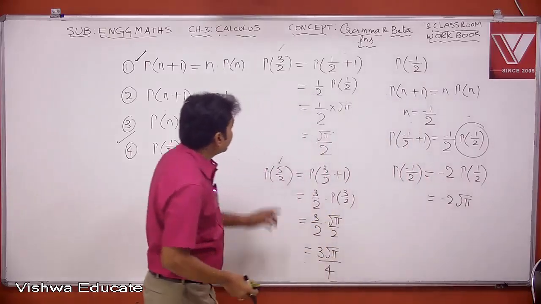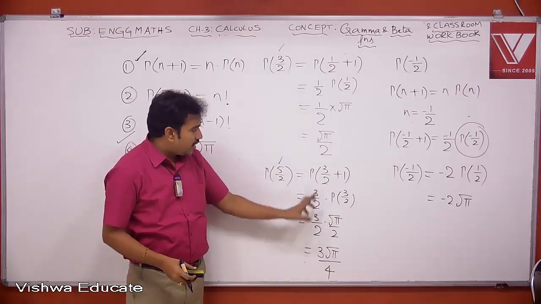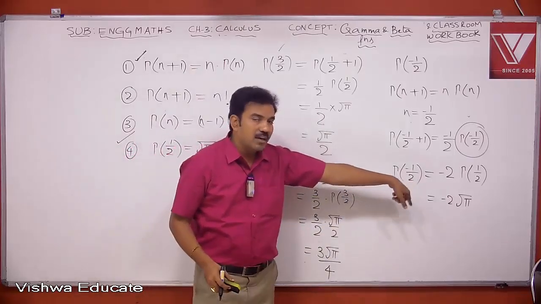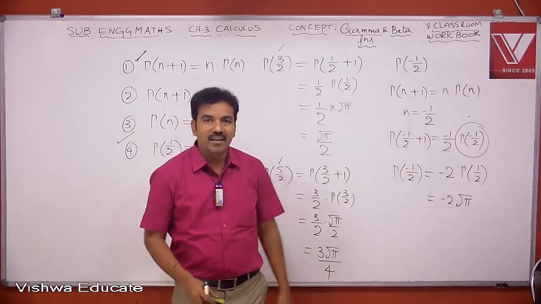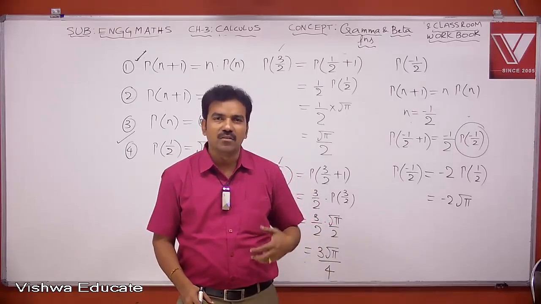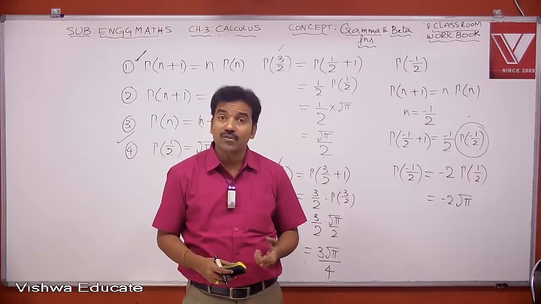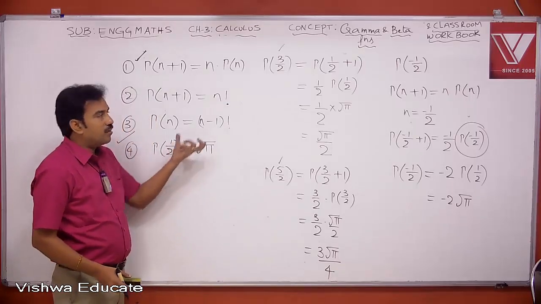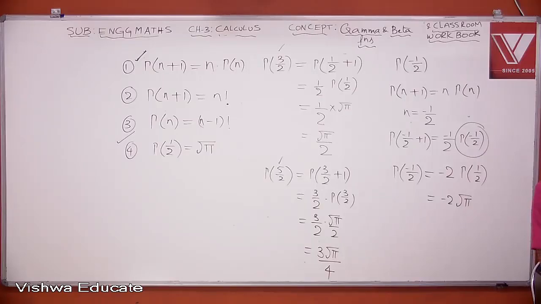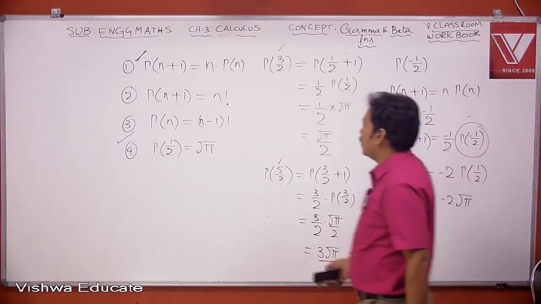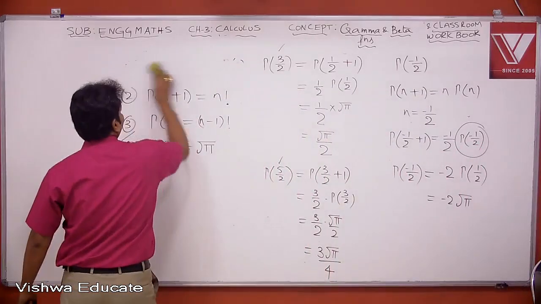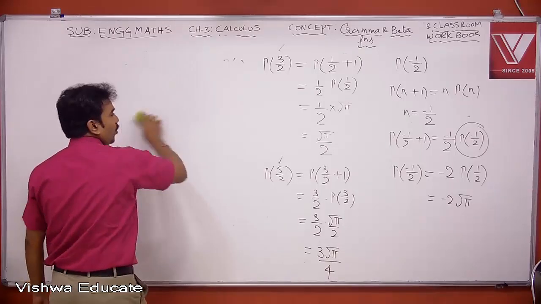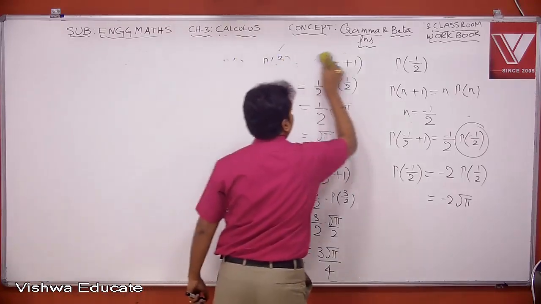So interestingly, gamma for 3 by 2 is a multiple of root pi. This is a multiple of root pi. This is a multiple of root pi. So when you are handling gamma functions for multiples of 1 by 2, the answer will be again a multiple of square root of pi. We use this result: gamma of 1 by 2 is root pi. So write all these points. Hope you understand all these points. These are very, very important points in solving many questions based on gamma functions.